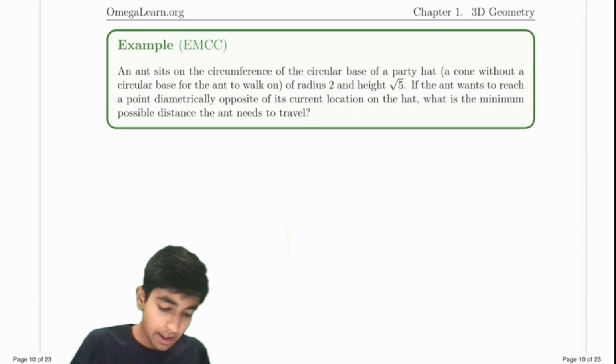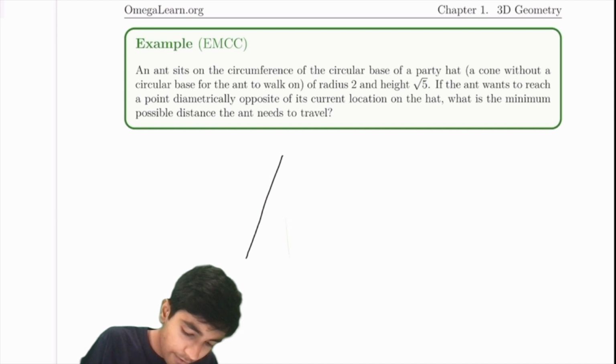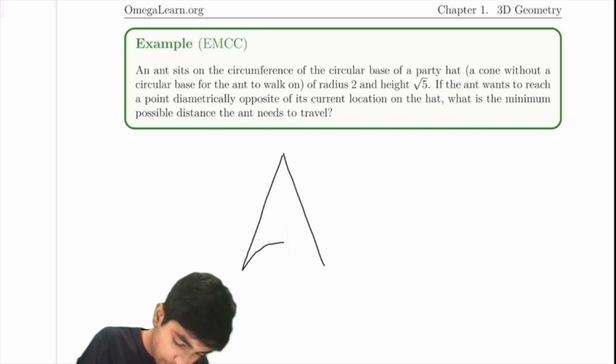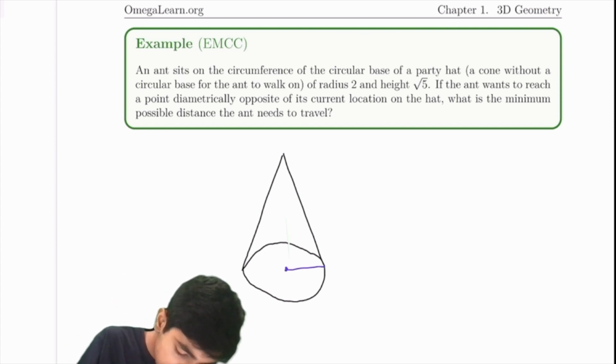Okay, now let's try this interesting example. An ant sits on the circumference of the circular base of a party hat, a cone without a circular base. I'm just going to draw the circle because it's a cone. And as you can see here, there's no base to it, so it's just the lateral part, basically. Okay, and this has radius 2 and height root 5. So the height is going to be the square root of 5.